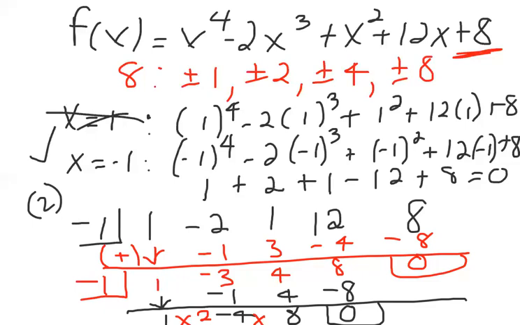So now we have our quotient in the form of x squared minus 4x plus 8. And now we're going to go ahead and set that equal to 0 and solve it. All right, everyone. So I'm going to clear this out. x squared minus 4x plus 8 equals 0. Now, let's go ahead and solve it.